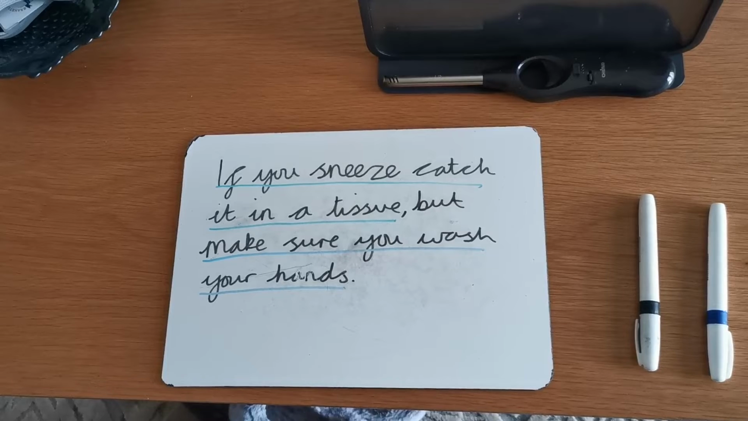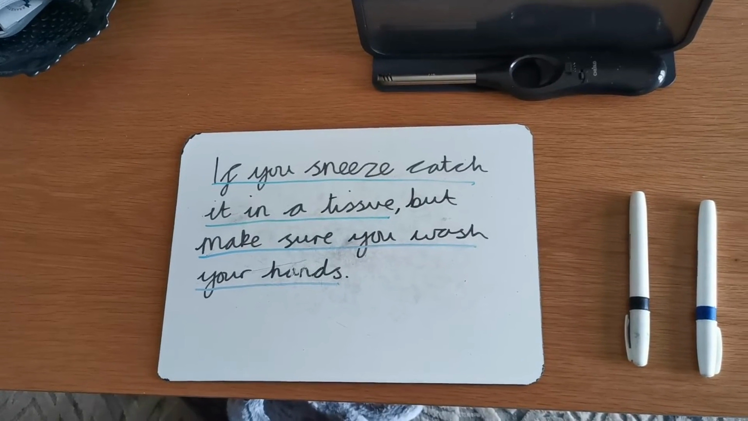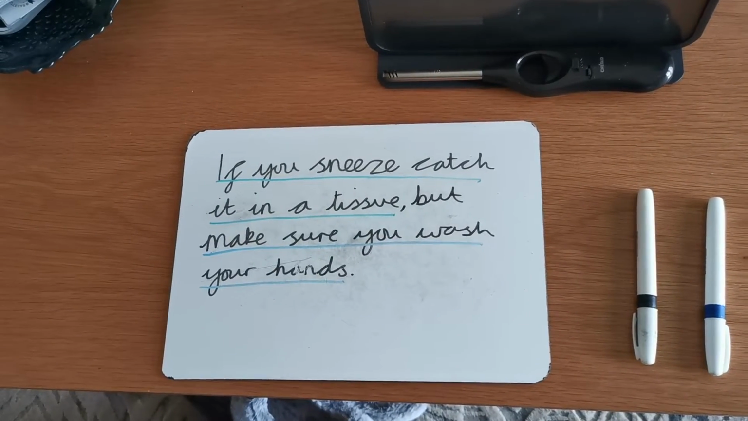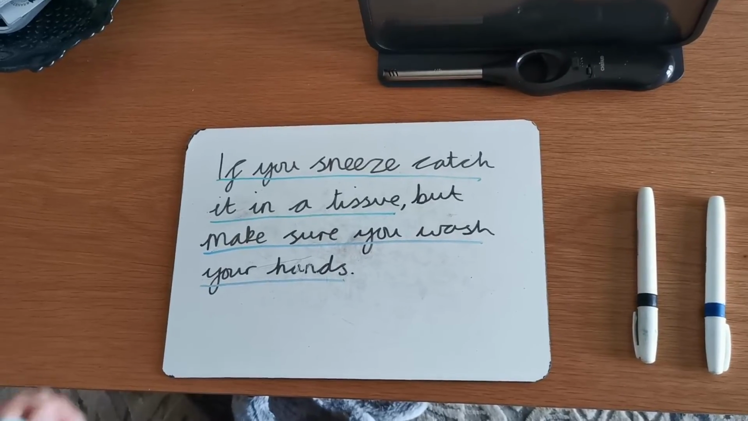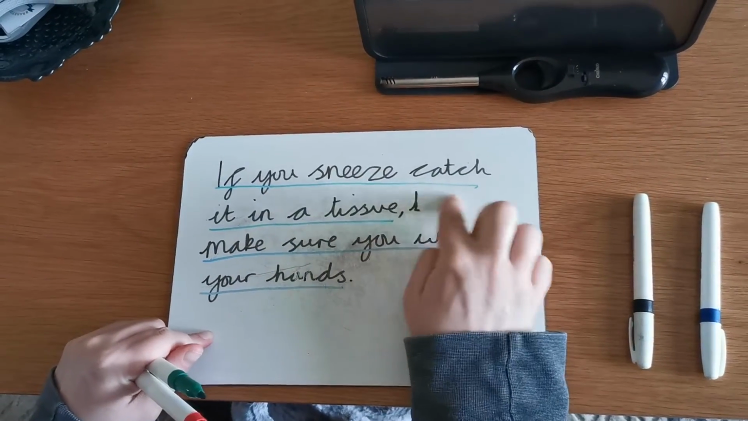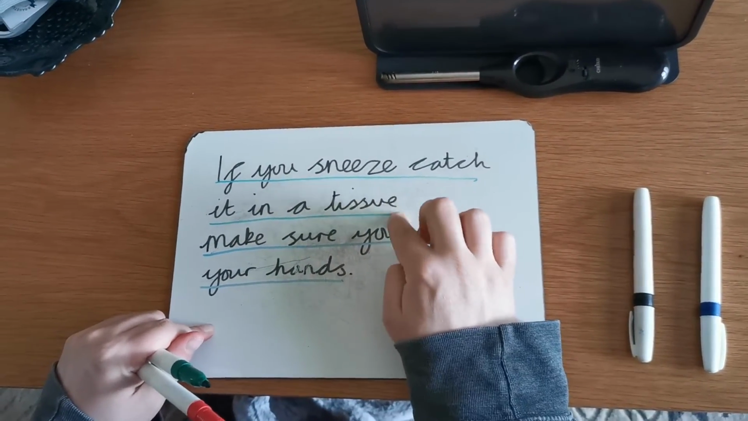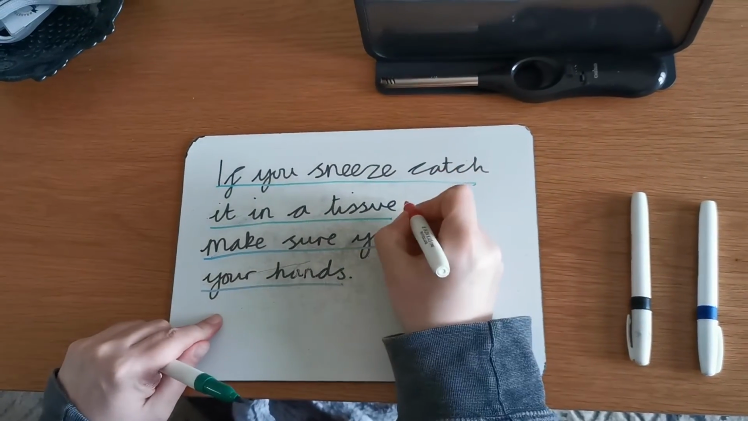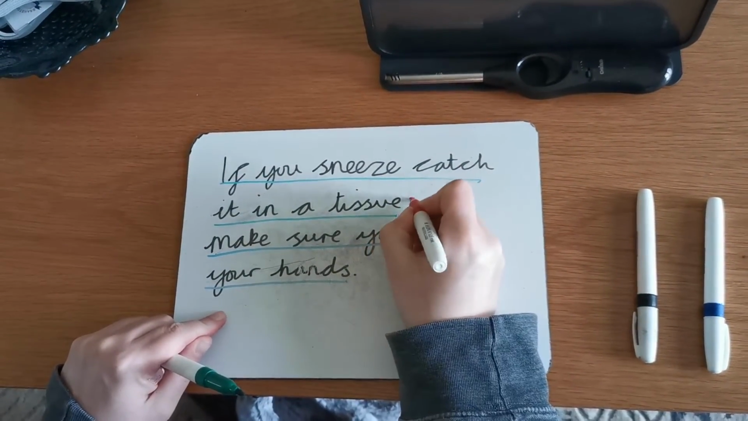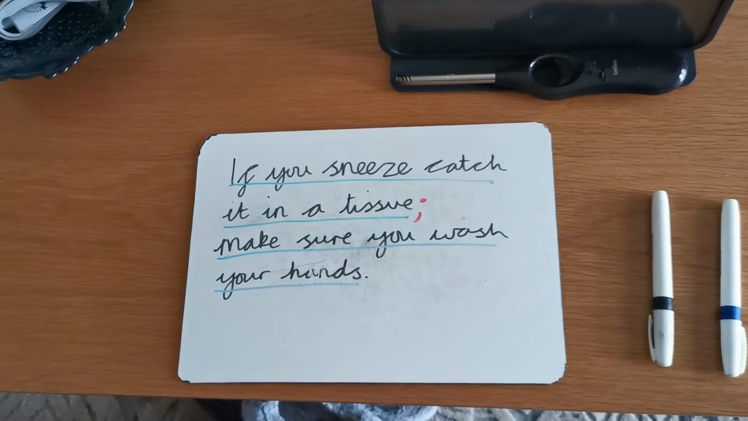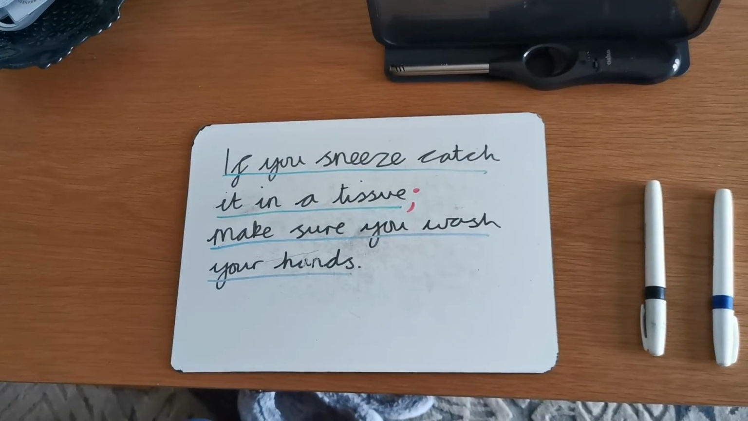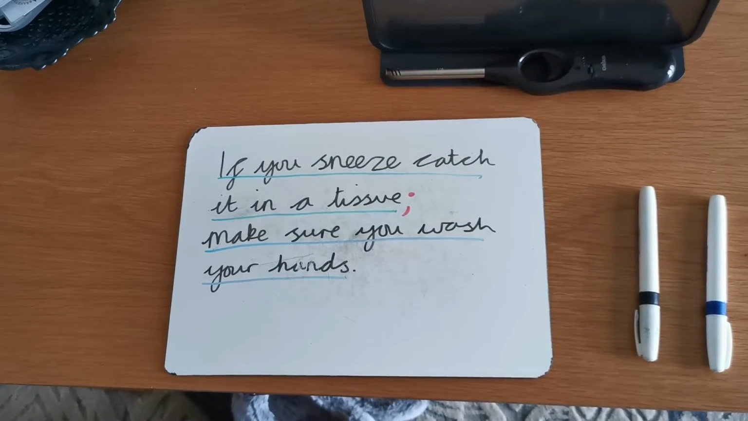Again, they're to do with each other. If you sneeze, you need to wash your hands. So I can join them with a semicolon. All I need to do is to get rid of my conjunction and my comma, and instead put a semicolon. If you sneeze, catch it in a tissue; make sure you wash your hands.